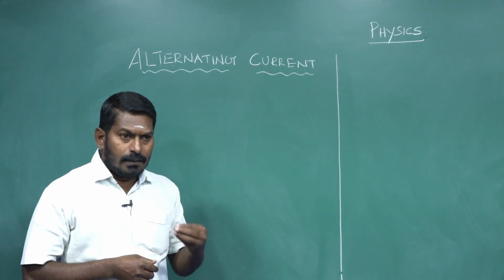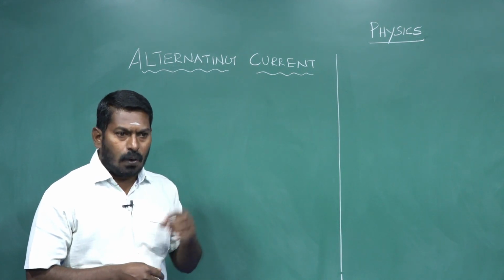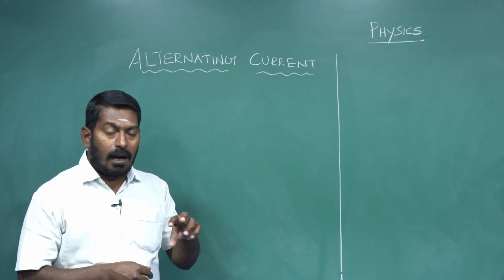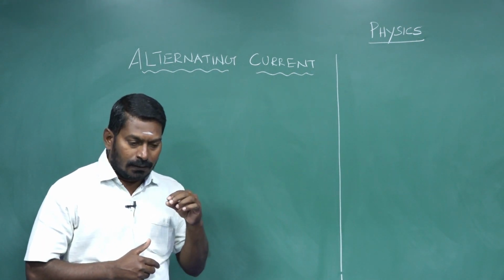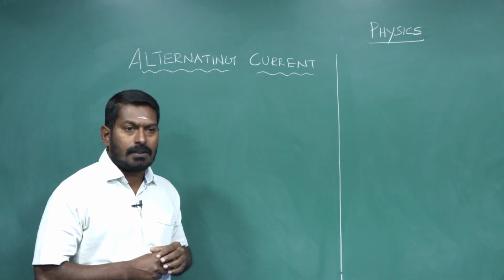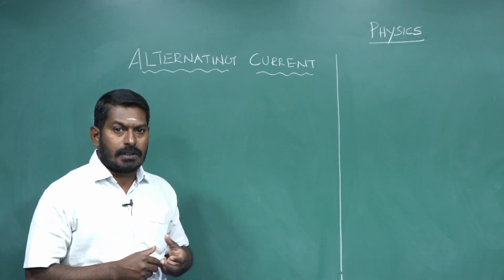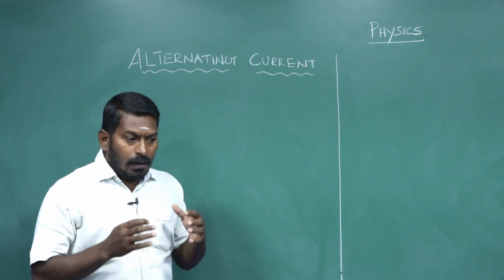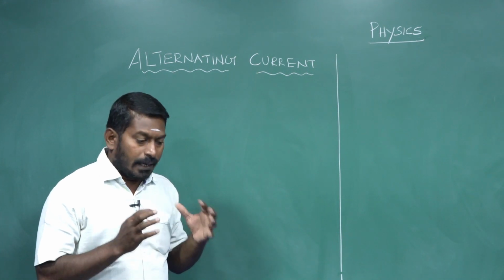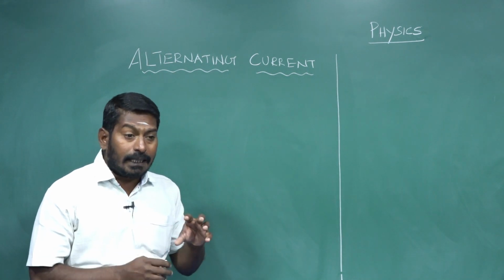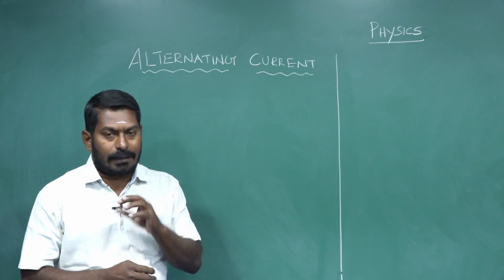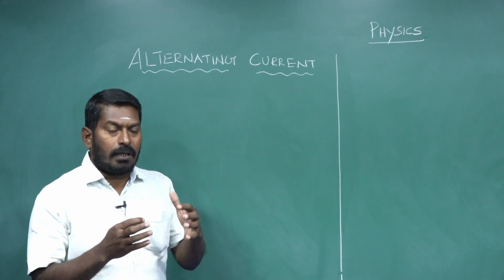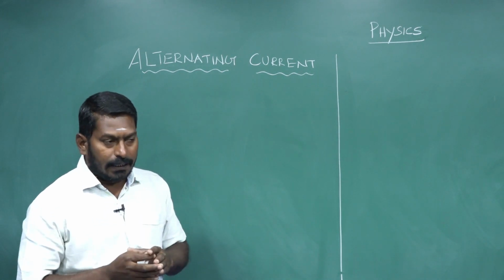Now we see the alternating voltage definition. Alternating voltage is a voltage which changes polarity after a regular interval of time. That voltage is called alternating voltage. The resulting current flowing in the closed circuit is called alternating current. We will see how that alternating voltage, when applied to a closed circuit, produces alternating current.